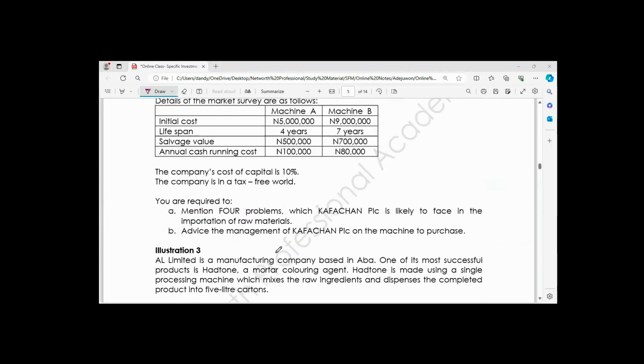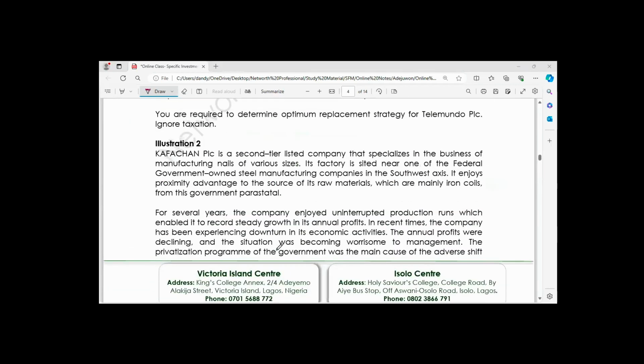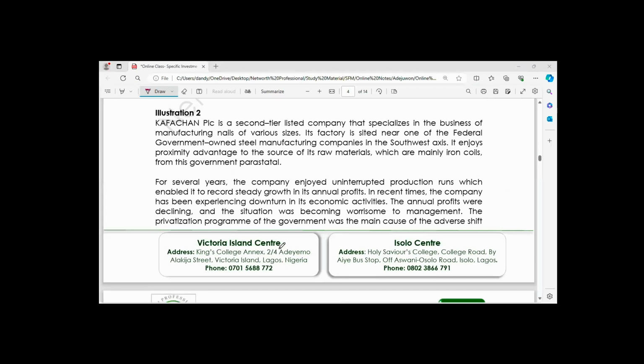Okay. Let's solve this illustration number 2. All right. Please, I need one of you to read for us Kafachan PLC. Who wants to read? Debbie, please help us.